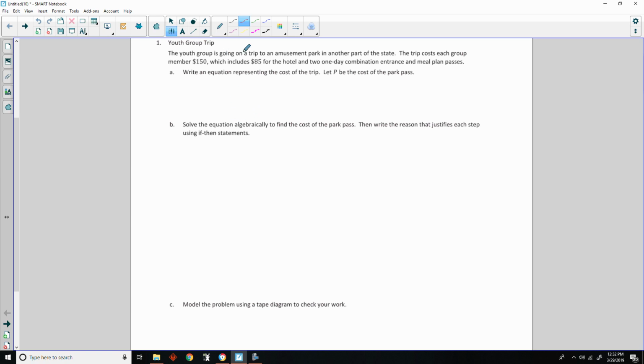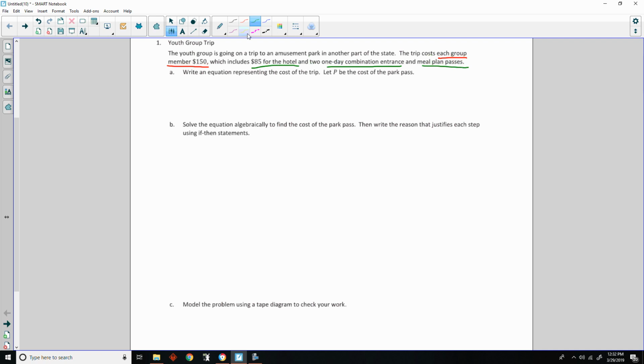The youth group is going on a trip to an amusement park in another part of the state. The trip costs each group member $150. There's a key right there, which includes $85 for the hotel and 2 one-day combination entrance and meal passes. So that's the hotel 2-day stay, $85 for the hotel, and 2 one-day combination entrance and meal plan passes. So they go into the park 2 days with food. Write an equation representing the cost of the trip.